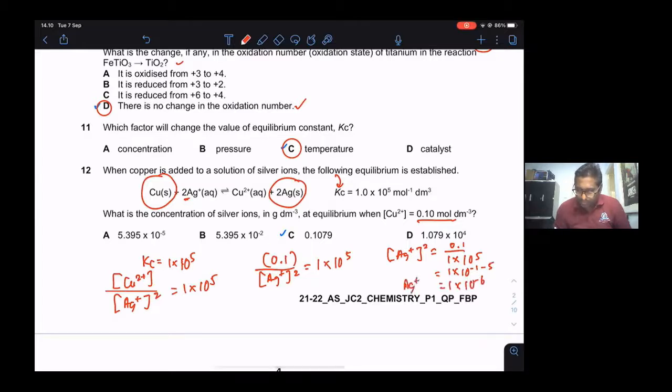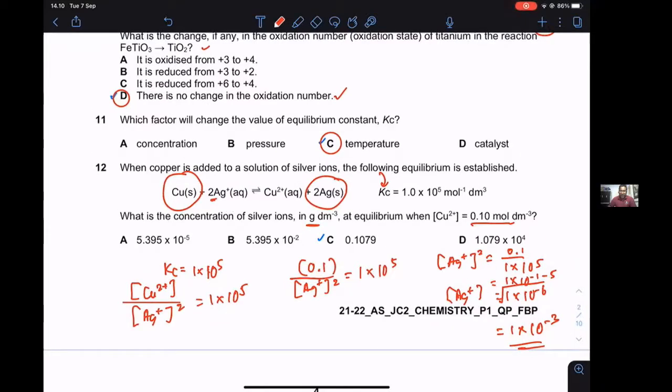So Ag plus is going to be the square root. You will get 1 times 10 negative 3. So this is going to be the number of moles. Of course, I need to find it in the form of grams. So you need silver ion, so you have to refer to your periodic table. Silver is 107.9. So you just need to times 107.9 with the number of moles. So you'll get 0.1079, which is going to be this. You can calculate.